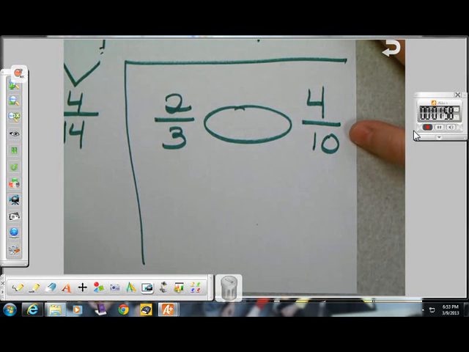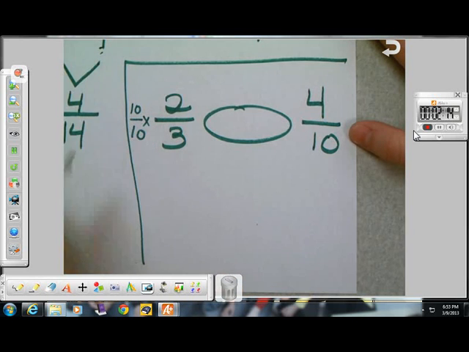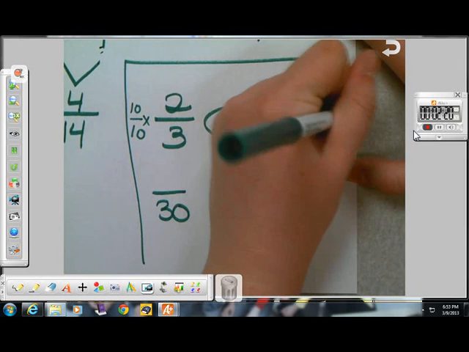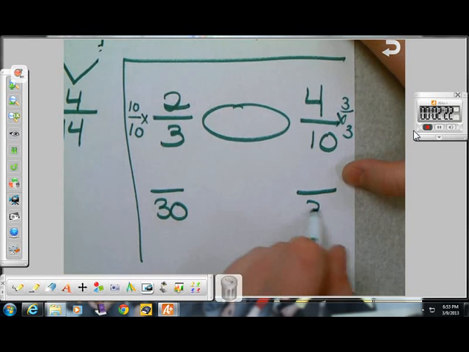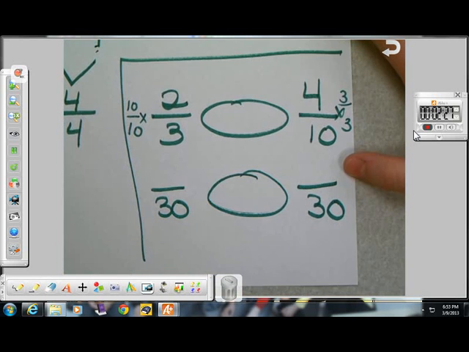So when I think 3, 6, 9, when I count up, I eventually get to 30. And when I count up 10, 20, 30, I find that 30 is a pretty good common multiple. So I'm going to need to multiply this side times 10 over 10 to get a denominator of 30. And I'm going to need to multiply this side times 3 over 3 to get a denominator of 30. Then I'll be able to compare once they have common denominators.